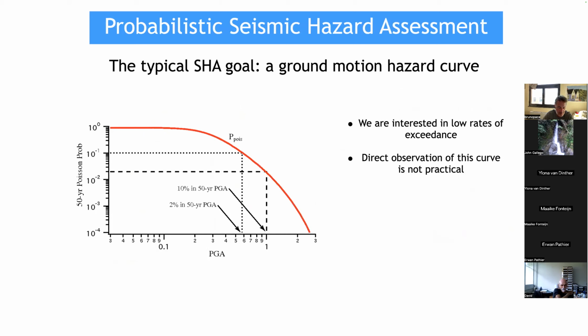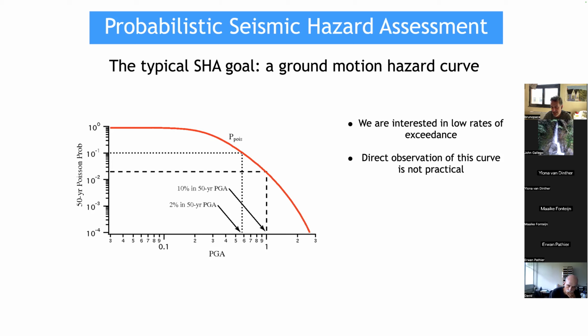The big difference is that we have to remember that we have not only one value when we use a probabilistic approach, but we have a ground motion hazard curve, which is this object where we have the ground motion versus the probability of exceedance. And we have to remember also that we are more interested in the low rates of exceedance.